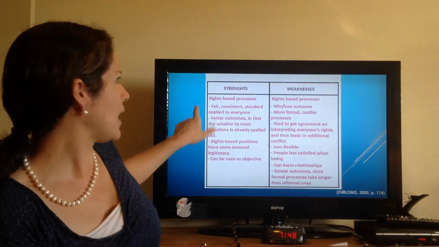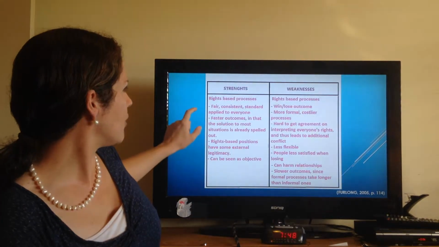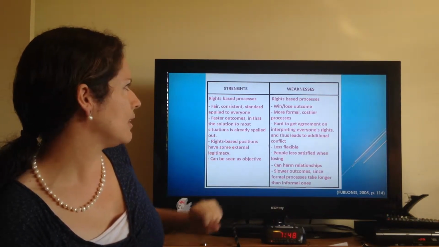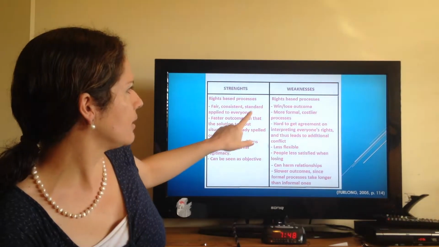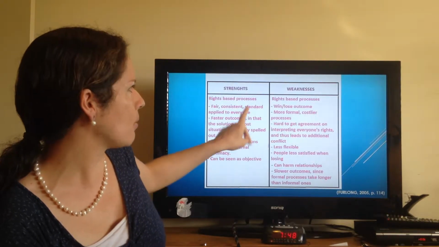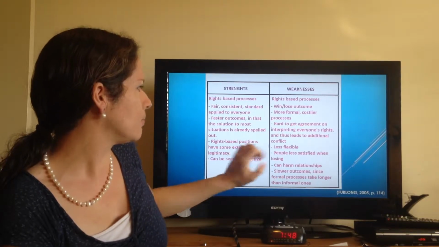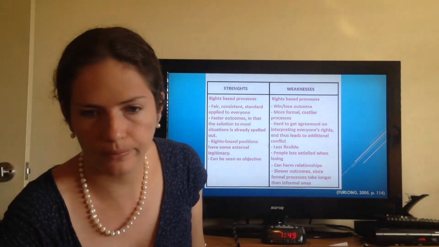The strengths of the rights-based processes are that they are fair, consistent, they help to find faster outcomes, and they can be seen as objective. The weaknesses are that the outcome will be a win-lose situation, they are more formal, they can harm relationships, and people will be less satisfied when losing.